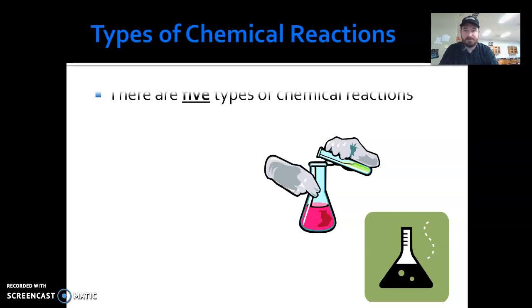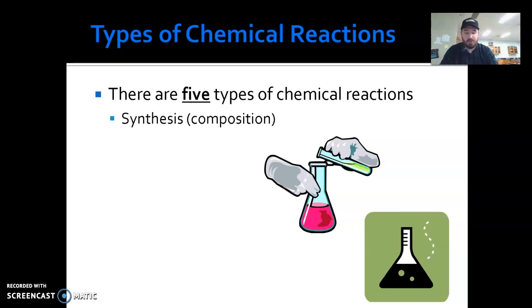Let's get started. So there are 5 types of chemical reactions that we will talk about in this class. The first of which is the synthesis reaction. We also call this a composition reaction. We will mostly call this a synthesis reaction in our class, and that's mostly because of the letter it starts with. When we go to abbreviating these, there could be a couple with a C, so we want to call this synthesis and think of it with an S when we abbreviate.